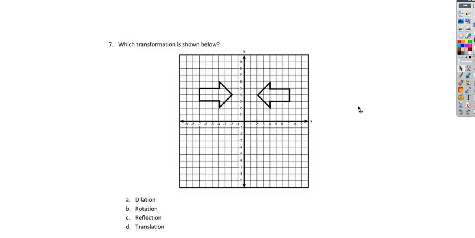Number 7. Which transformation is shown below? Is it A, a dilation, B, a rotation, C, a reflection, D, a translation?